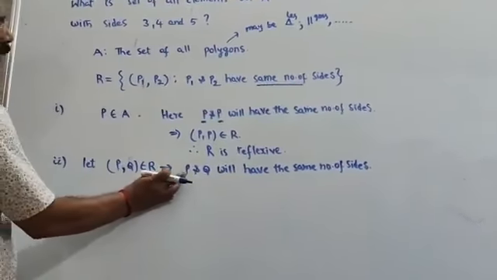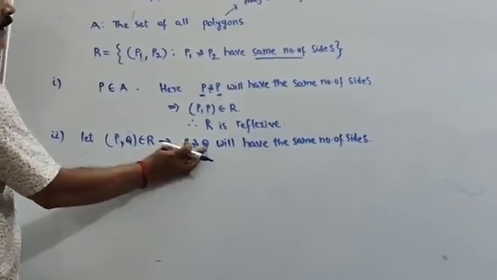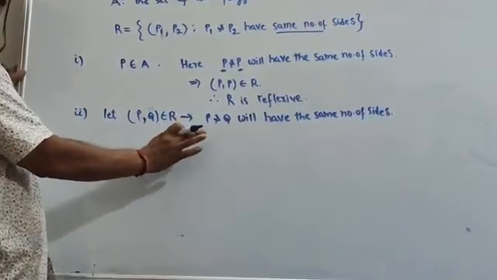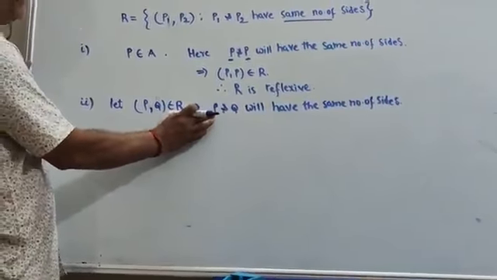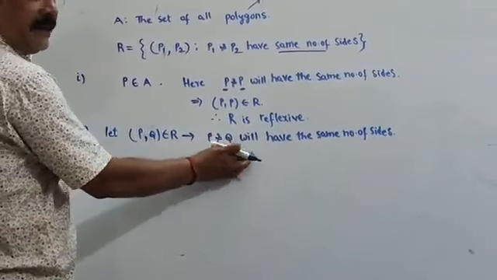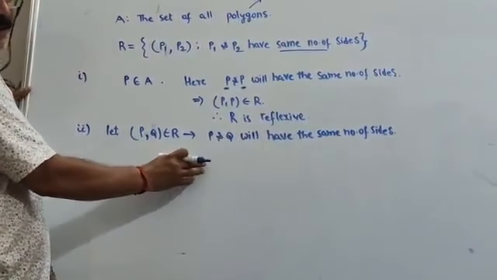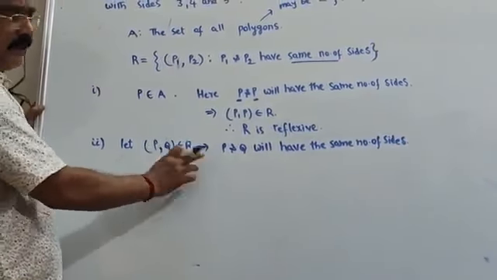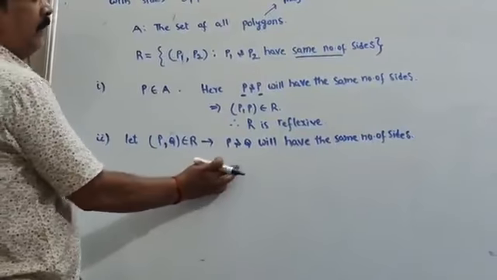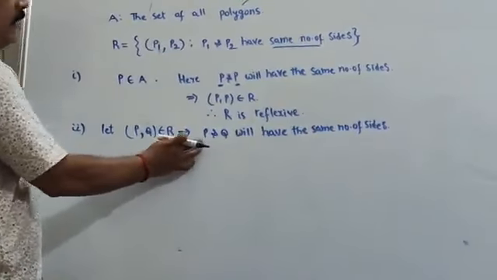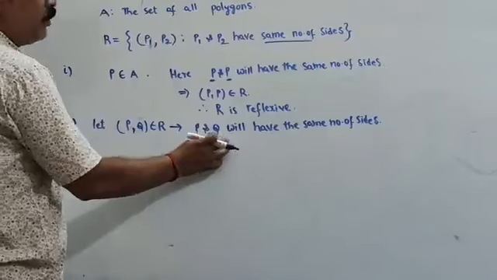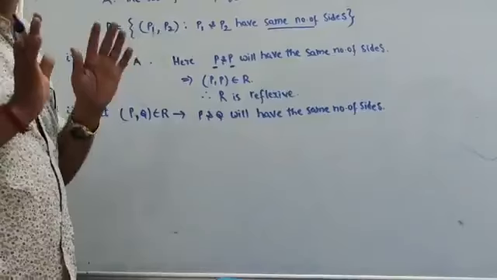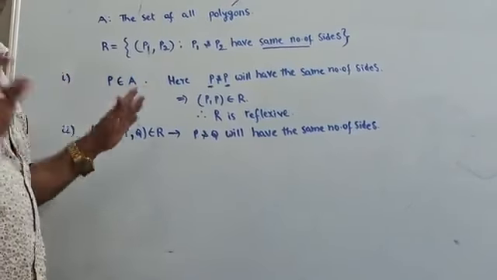For example, capital P is a parallelogram, definitely capital Q is also a parallelogram. Here we are talking about number of sides only. For example, capital P may be a square, capital Q may be a rectangle. Here we are not talking about the nature of the polygon. If P contains 4 sides, then Q will contain 4 sides. If P contains 3 sides, then Q will contain 3 sides. We are discussing only number of sides, not the nature of the polygons.